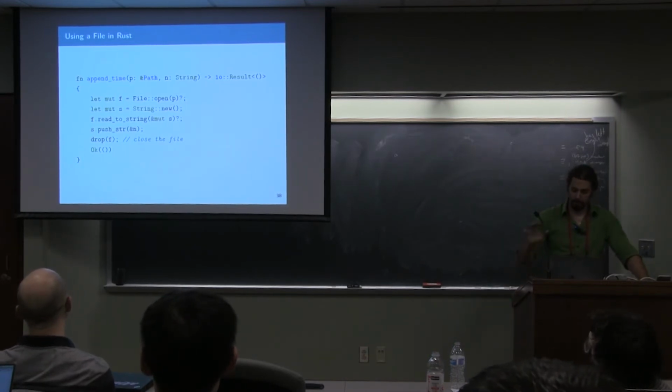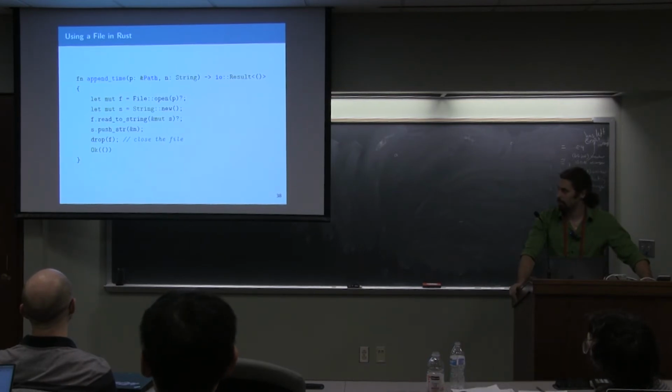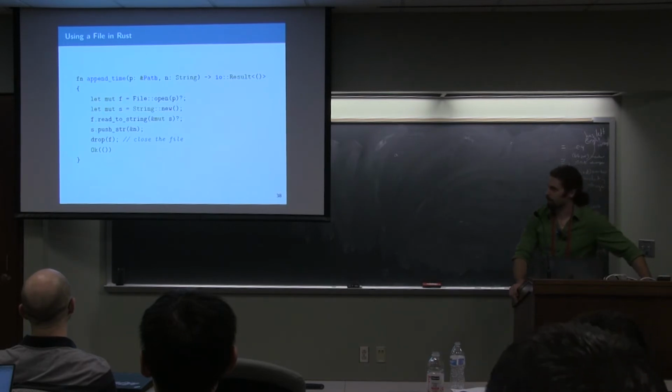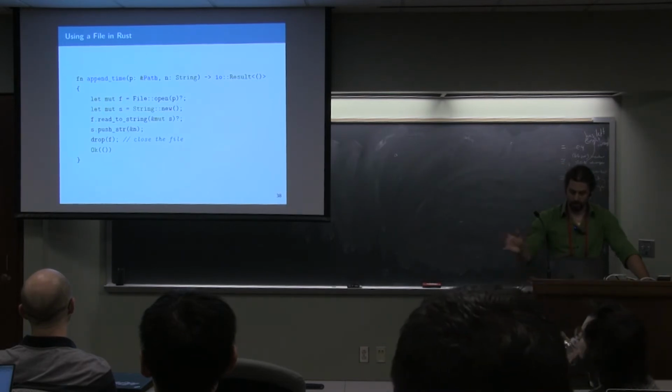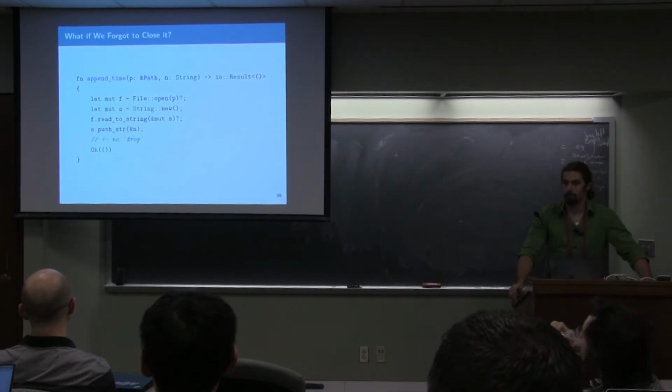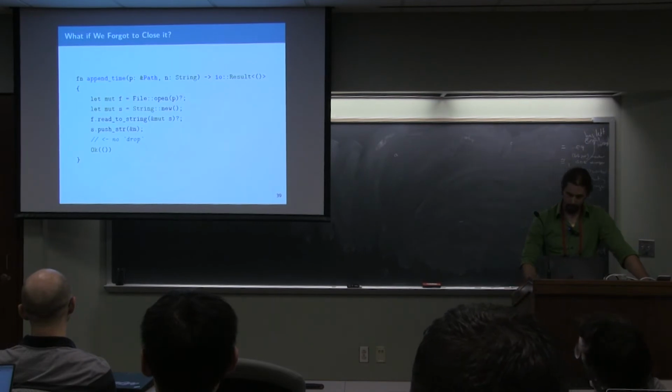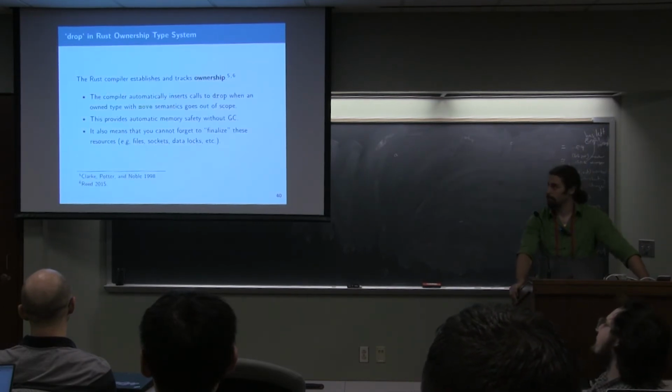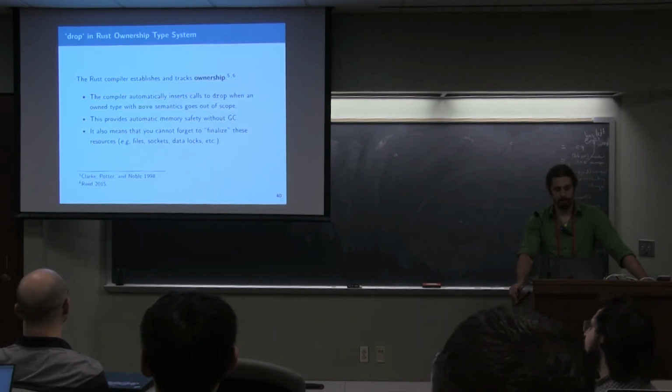This is very imperative code, but we're opening up a file, reading it to a string, appending to it, and then we're going to close the file here with this drop f, okay? And so this will work. This is fine and dandy, but what if we forgot to close the file? So we didn't call this drop. What's going to happen? To answer this question, we have to talk about the ownership type system in Rust.